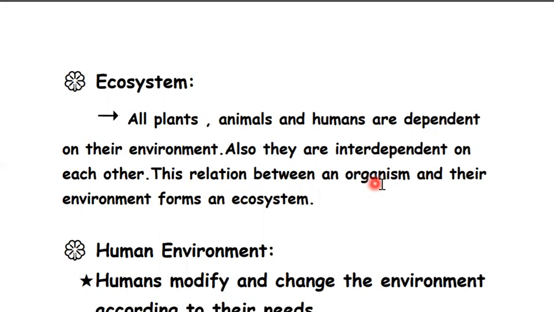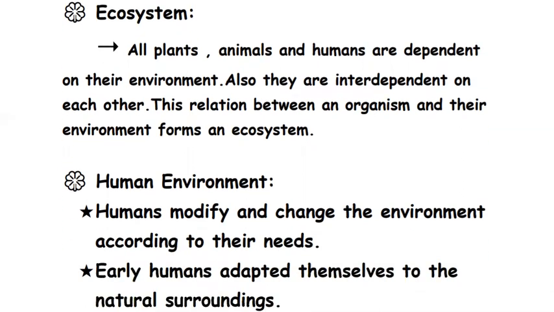This relation between an organism and their environment forms an ecosystem. Simply we can say that the relationship or the interdependence of organisms and their environment forms an ecosystem.